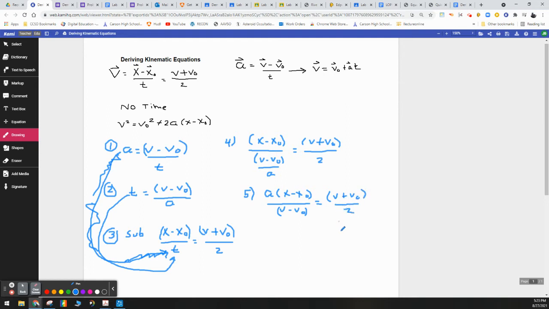Now it looks like we can cross multiply. So if I do that, that's going to give me 2a times x minus xo.